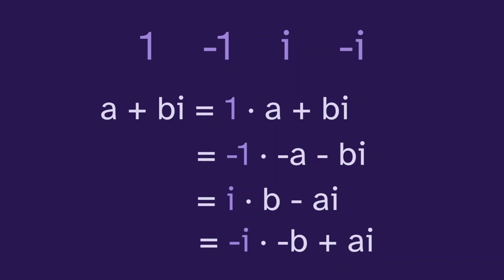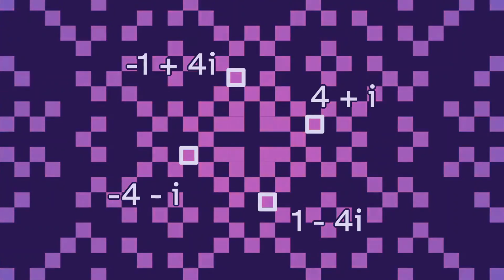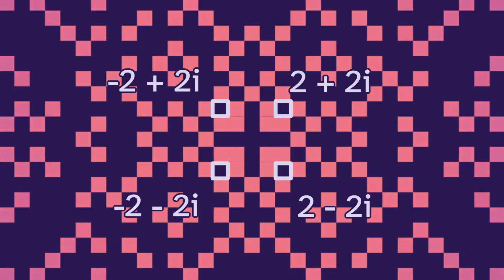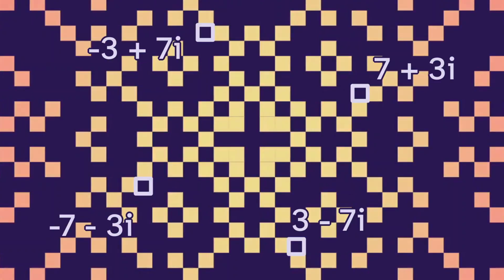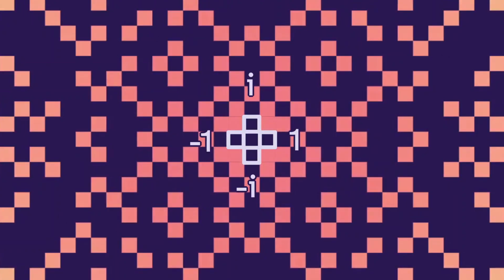Now, because we have 4 units, that means that every number has 4 associates, including itself. So here is 3 and its associates, and 4 plus i and its associates, and 2 plus 2i and its associates. And we see that they all have this symmetry. There is one associate in each quadrant. And that's because the units have that symmetry, so multiplying any number by the units will retain the symmetry.